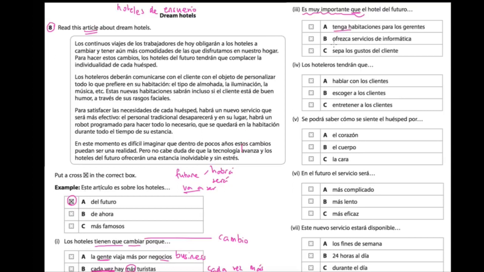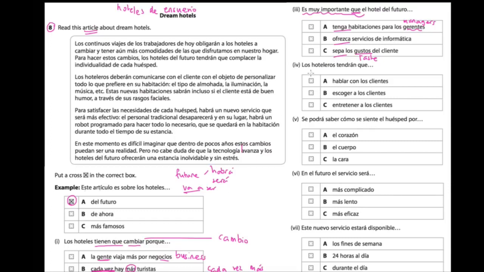So tenga, that it has, habitaciones para los gerentes, rooms for the gerentes, managers. Tricky word, managers. Ofrezca, offers. Servicios de informática, computer services. Sepa los gustos del cliente, knows the client's taste, gusto, taste. Okay, and notice this sepa, that knows, that we saw as an irregular subjunctive.